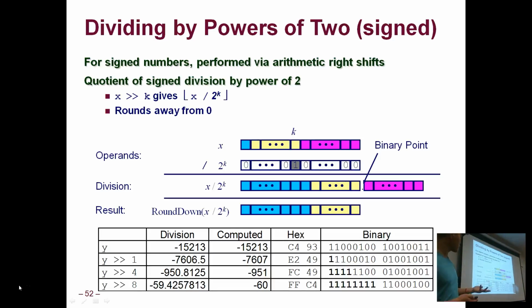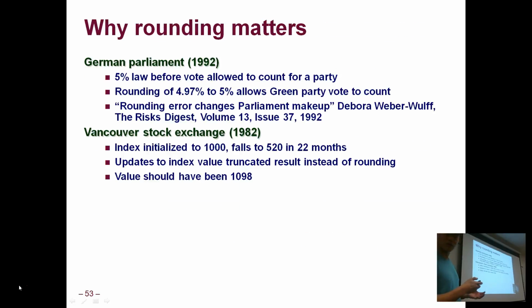Because rounding does matter. And here are two cases where rounding matters. These are sort of old, but improper rounding caused a change in the parliament makeup in Germany in 1992. An incorrect round said that rather than having 4.97% of the vote, it actually rounded up to 5 improperly, and then they forced a reorganization of the government on a rounding error.